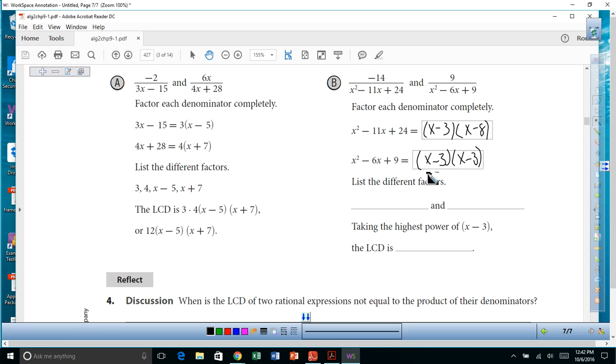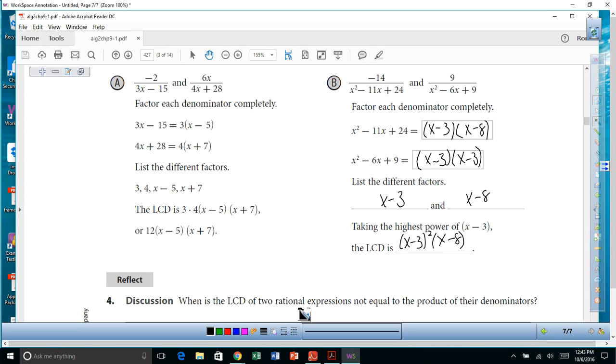List the different factors. What we have is x minus 3 and x minus 8. Taking the highest power of x minus 3, well, you got two of them here, right? And you got one there. So the least common denominator is going to be x minus 3 squared times x minus 8.